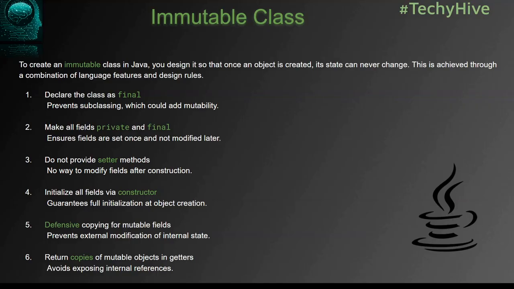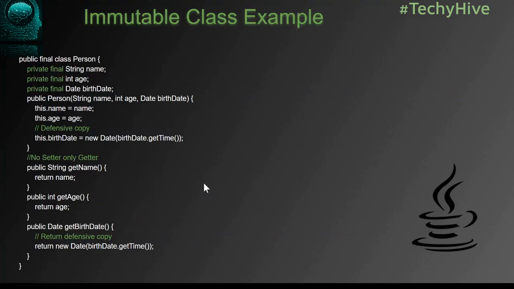So let's say your class has a mutable object and now you want to return the object through the getter method. Then always return a copy, and I would say a deep copy of the object, and avoid returning the direct reference to the mutable object. Let's see one simple example.